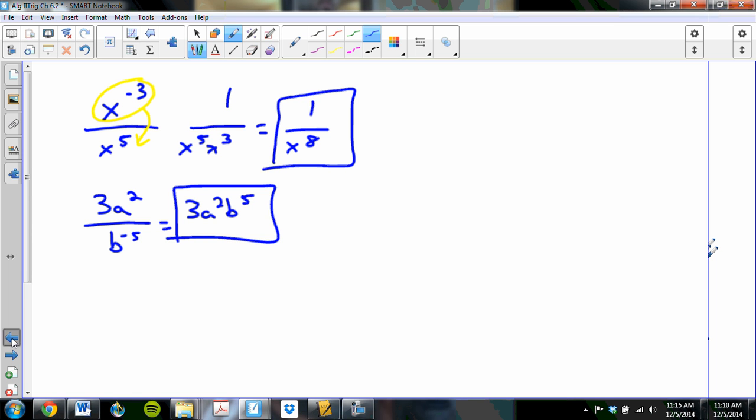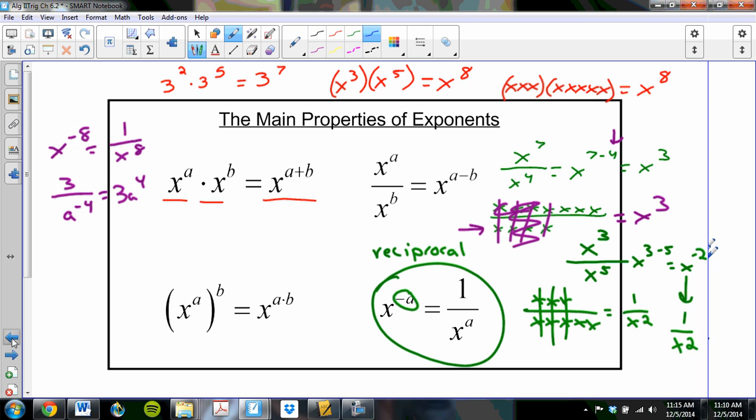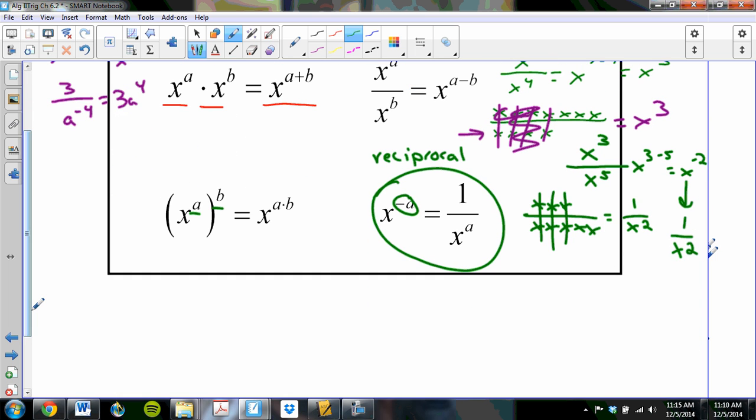The last thing that people find tricky, this is really when things start to get complicated, is when you have powers of powers. X to the a to the b becomes x to the a times b. So if I had x to the 5th to the 3rd, it becomes x to the 15th. I multiply those powers. To do a simple example, x squared to the 3rd.